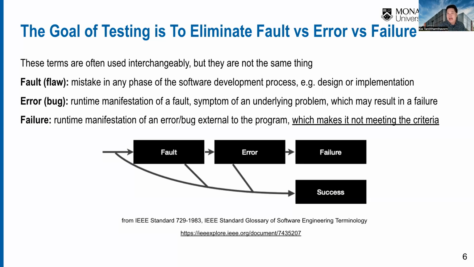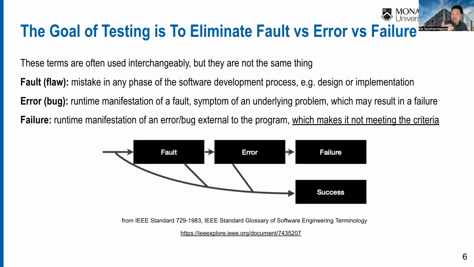Bugs is the runtime error. It is the thing that happens during the runtime. For example, if the input is 2 and 3, and this multiply function returns 5, that's the error in the code, because of the fault in the line return.